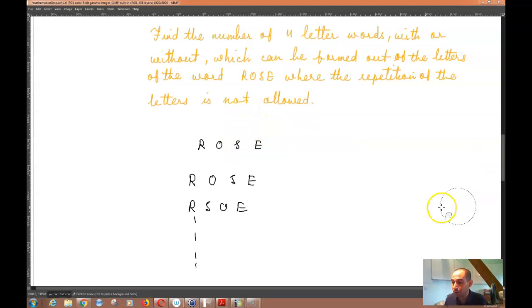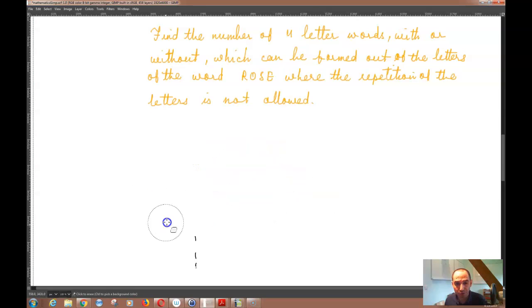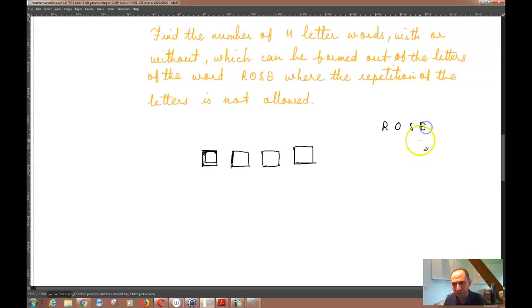Oh, sorry, my explanation was not correct actually. What you're doing is making these 4-letter words. What that means is that you have 4 vacant places to fill. When you start, you have R, O, S, and E.